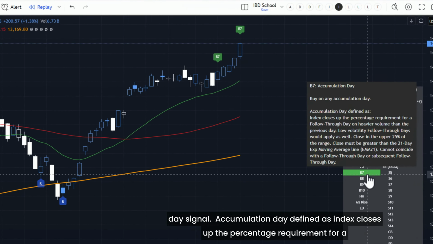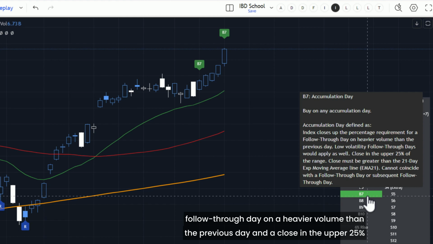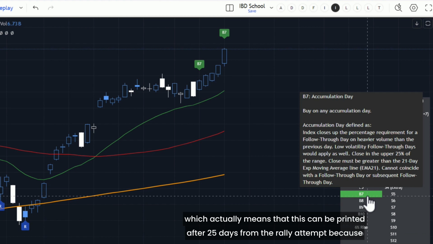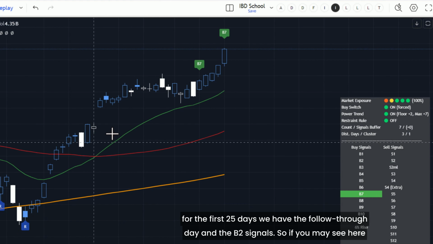B7, or else accumulation day signal. Accumulation day is defined as the index closes up the percentage requirement for a follow-through day on a heavier volume than the previous day, and a close in the upper 25% of the range. Close must be greater than 21 EMA and cannot coincide with the follow-through days or subsequent follow-through days, which actually means that this can be printed after 25 days from the rally attempt, because for the first 25 days we have the follow-through day and the B2 signals.